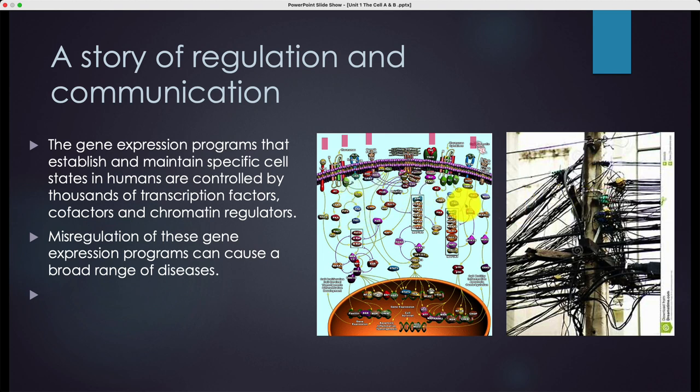And I just wanted to show you these pictures side by side because they truly are very similar. So let's move on to the next slide here. So let me get my cursor back. Okay, here we go.